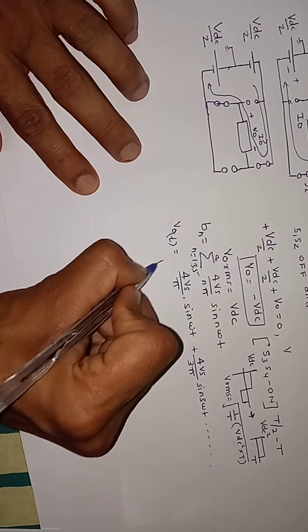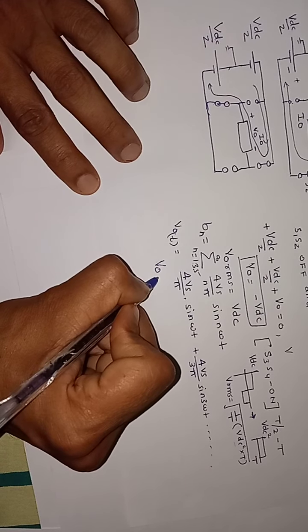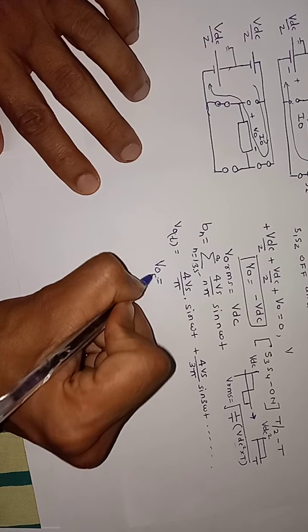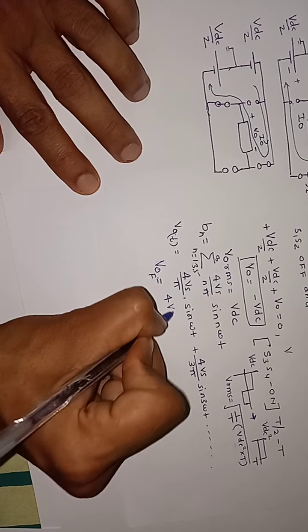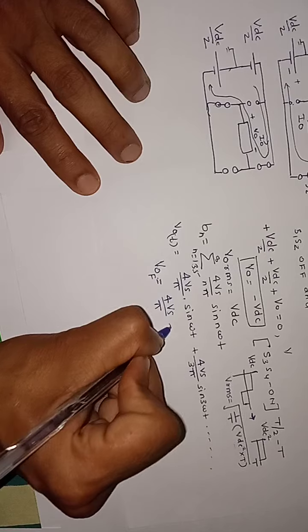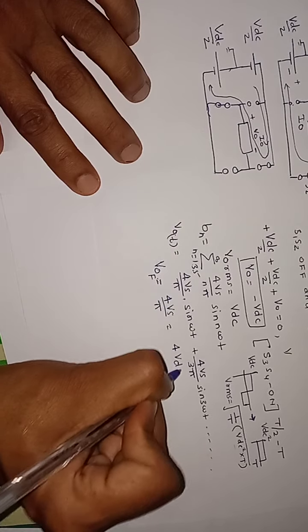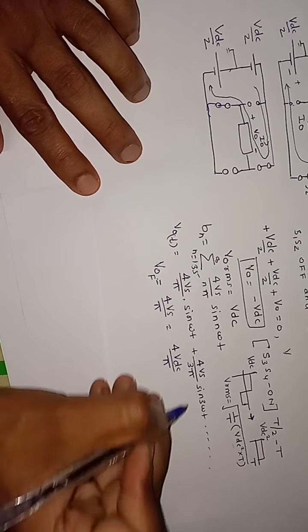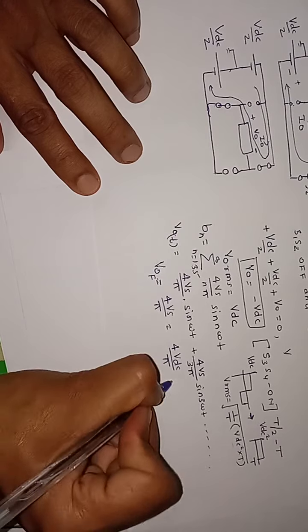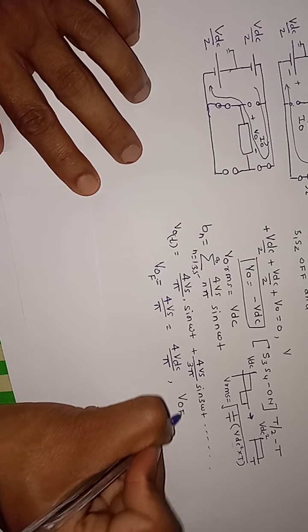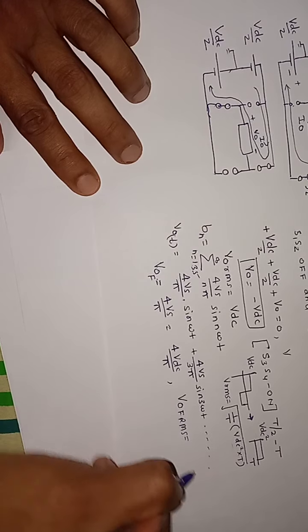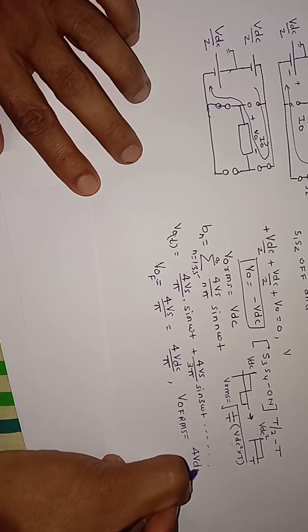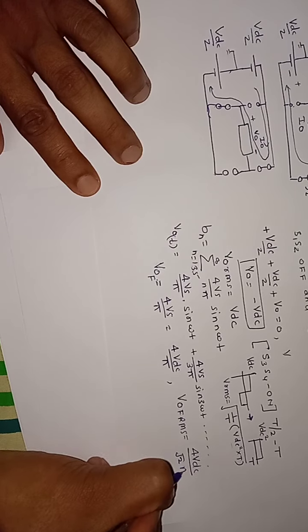So the VO peak value of the fundamental will be 4 Vs upon pi, that is equal to 4 VDC upon pi. That is the peak value of the fundamental. And we can also find the RMS value, which is equal to 4 VDC upon root 2 into pi.